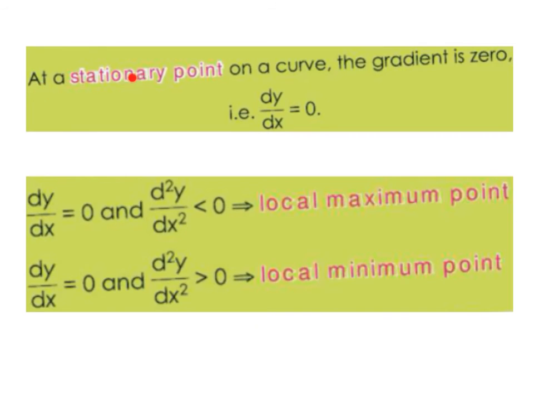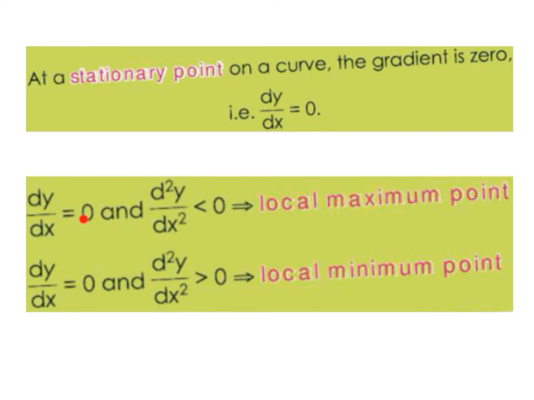So, at a stationary point on a curve, so that is a maximum or a minimum, the gradient is going to be 0. So dy/dx is going to be 0. The derivative will equal 0, and then d squared y/dx squared will be less than 0 when we have a local maximum point.